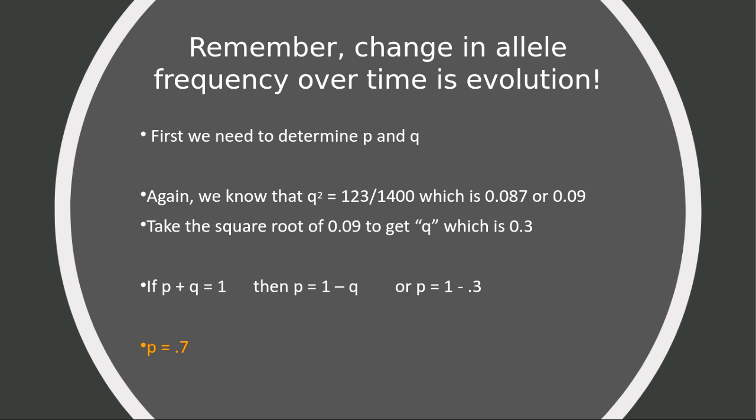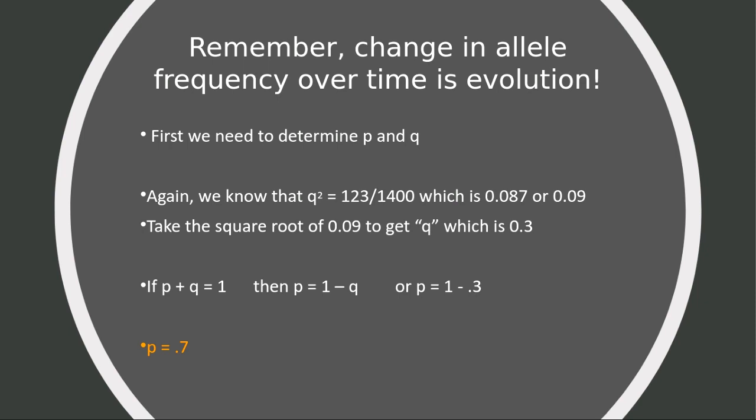So again, we know by counting up the birds that Q squared is equal to 123 birds out of 1,400 which have the homozygous recessive trait of black legs. If you divide 123 by 1,400, it gives us 0.087, rounded up to 0.09. That gives us the value for Q squared.